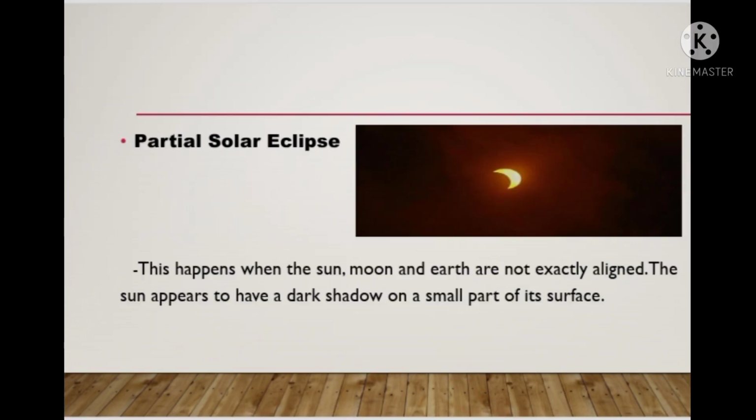Number two, the partial solar eclipse. A partial solar eclipse happens when the Sun, Moon, and Earth are not exactly aligned. The Sun appears to have a dark shadow on small parts of its surface.